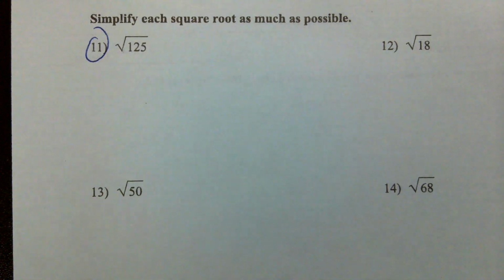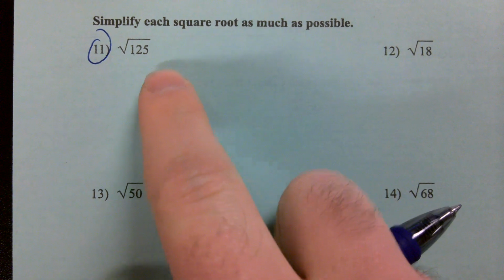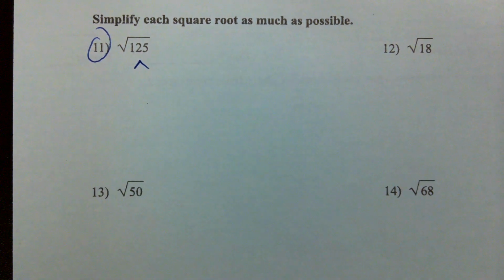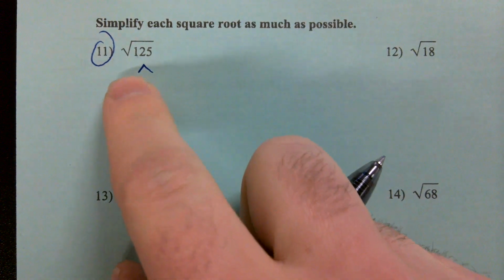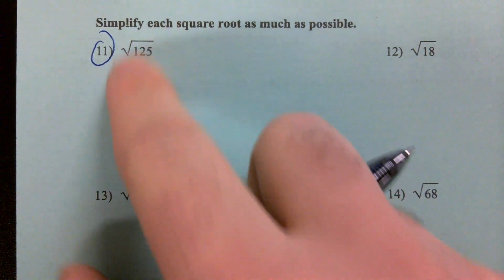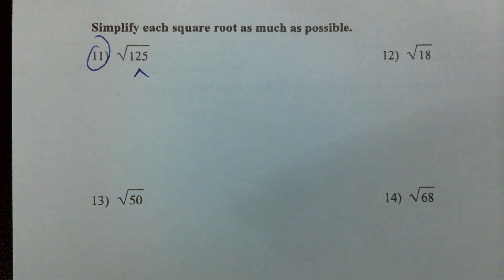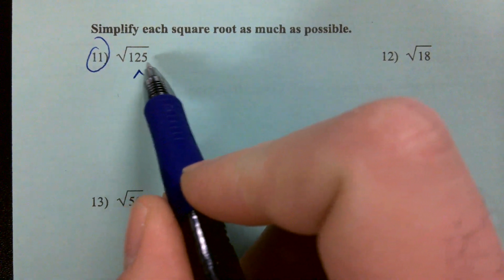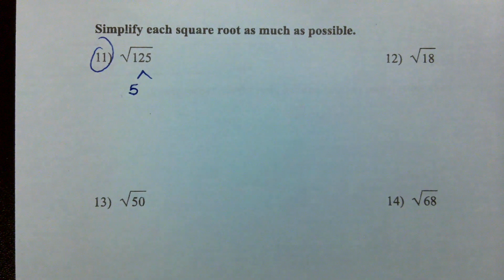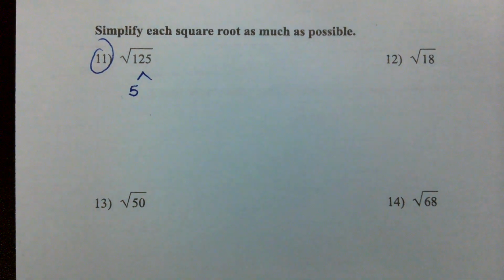Come by and work with some of us that are having a little trouble with this. But again, if we're simplifying a square root, the first thing we want to do is break it down. You have to ask yourself, what two numbers multiply to give me this number that I see, 125? My number ends in 5, so I know it's definitely going to be divisible by 5. How many times would 5 go into 125?